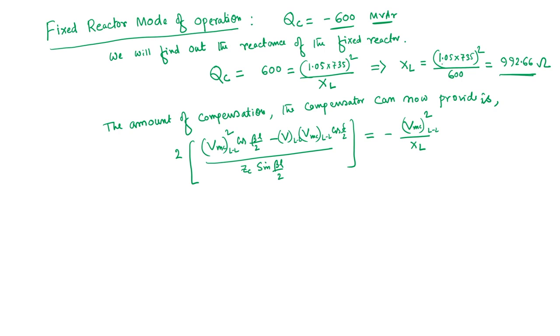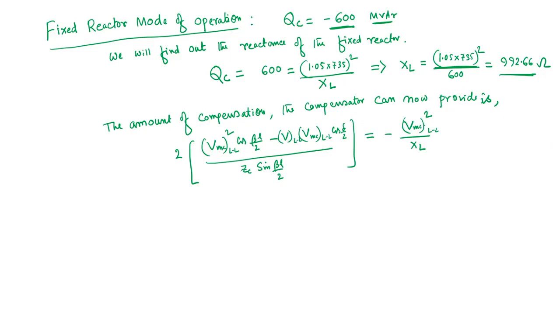So, this 1.05, we are considering that this QC is providing minus 600 ampere, and beyond that it will not be able to maintain this 1.05 per unit voltage at the midpoint. So, the voltage will get changed, and this VMC itself will get changed, and we are interested to find out the expression of VMC here.